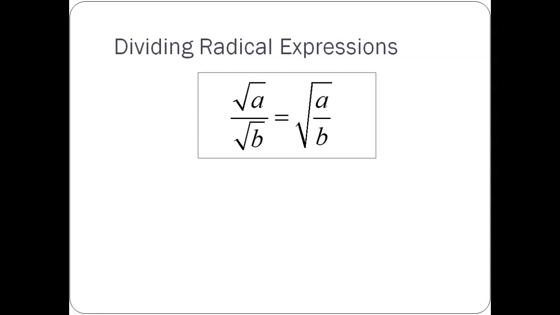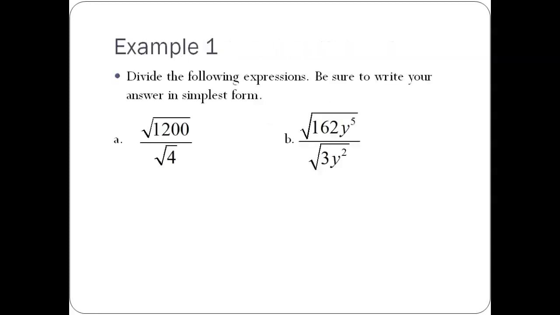Let's take a look at an example. So divide the following expressions. Be sure to write your answer in simplest form. So we have the square root of 1200 divided by the square root of 4. So I can divide 1200 divided by 4 and put that under a square root. So that's going to be the square root of 300.